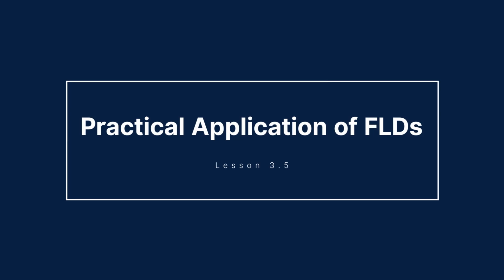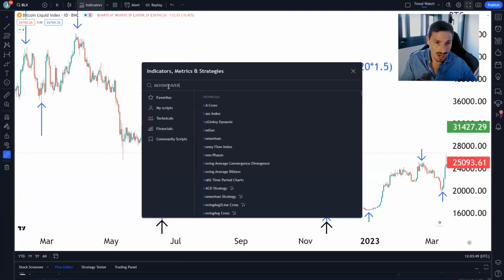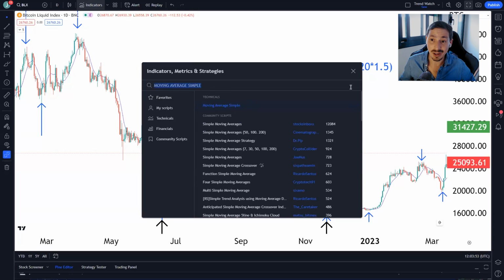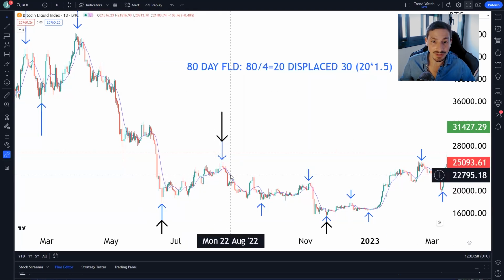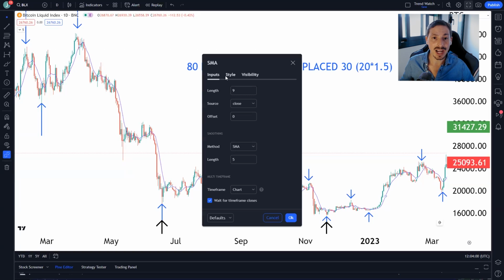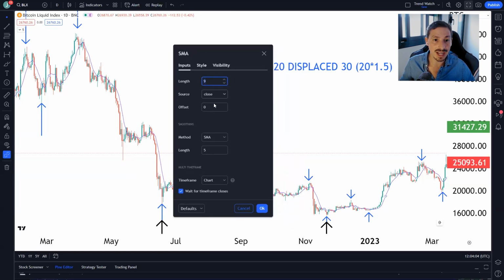Practical applications of FLDs. All right, so in this lesson, I'm going to show you how you can create your own FLDs on TradingView, but chances are the process is quite similar with any charting software that you use. So just a quick recap, if you click on the indicators panel here, you type in moving average simple, you click once on that, and it's going to bring up the moving average on the screen. Double click on the moving average itself, and you want to navigate to inputs in this panel here. And the important thing is the length and the offset.